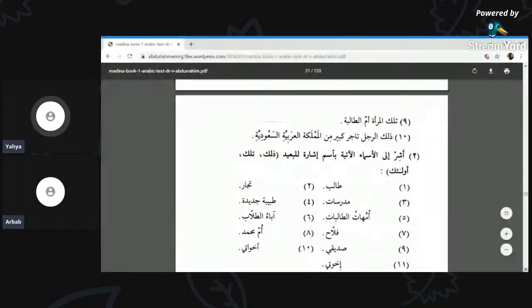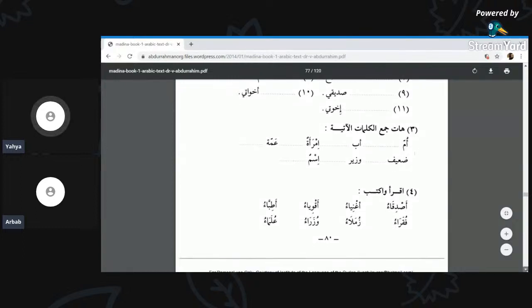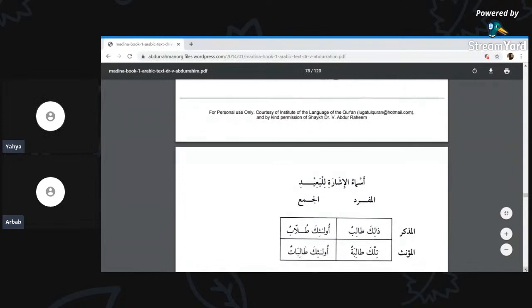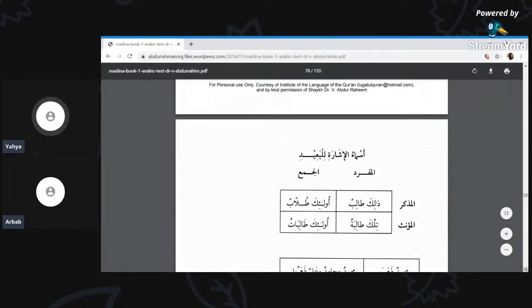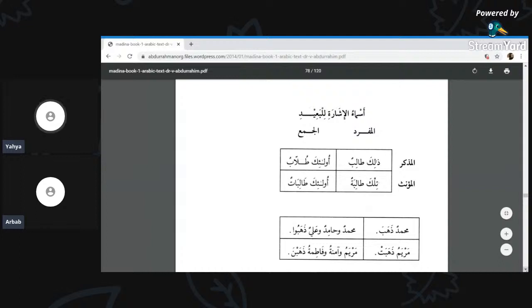Here, another exercise with the asma'ul ishara. It says lil ba'id. So we've got dhalika and tilka, which are both for singular. And then we have ula'ika, which is for the plural. However, this haula'i and ulaika, I say it's for plural, but there's an interesting ruling with regards to them. It's that they're used only for human beings. And I'll talk about this more in a moment, inshallah.